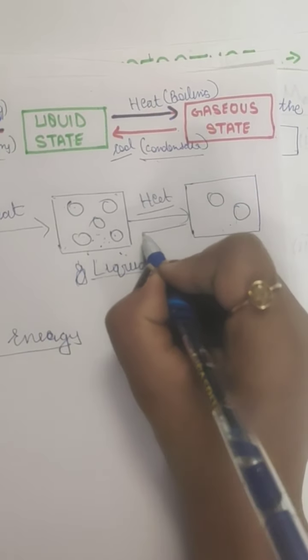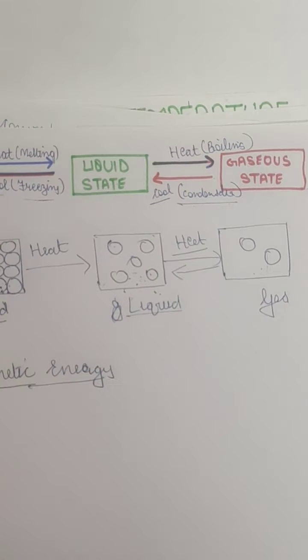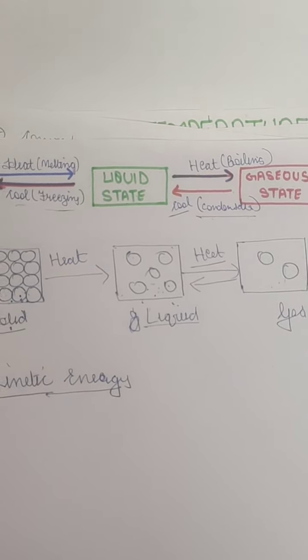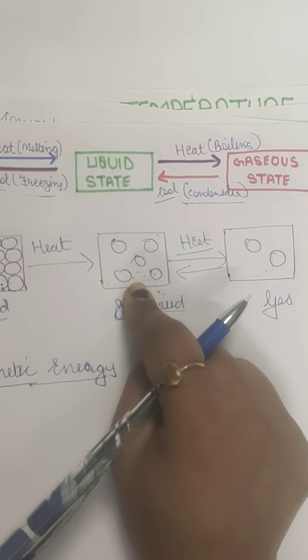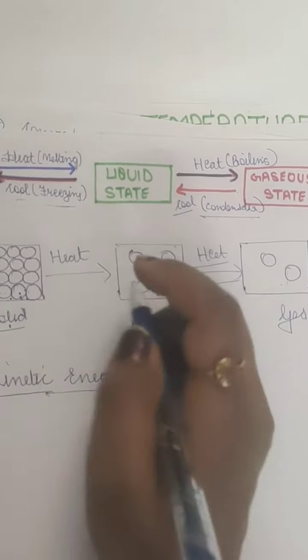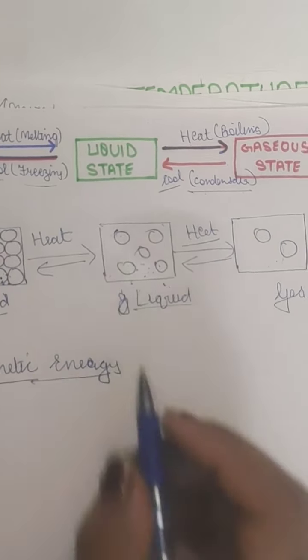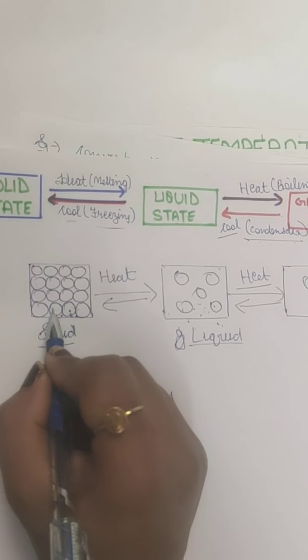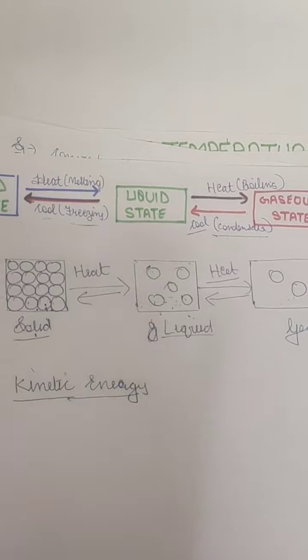Again, if we decrease the temperature, there will be lesser kinetic energy and lesser movement of particles of matter. When they are not able to move as much, they will behave like a liquid. And then when we decrease the temperature again, they will behave like this and will be called solids. So this is the interconversion of matter. This is how it changes.